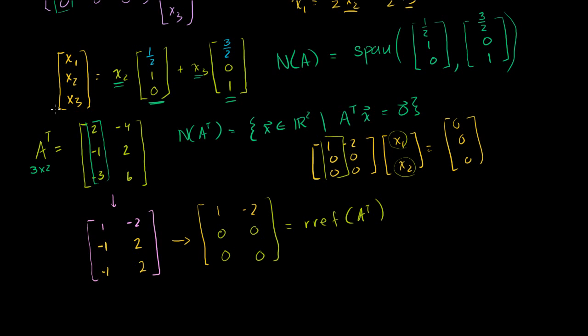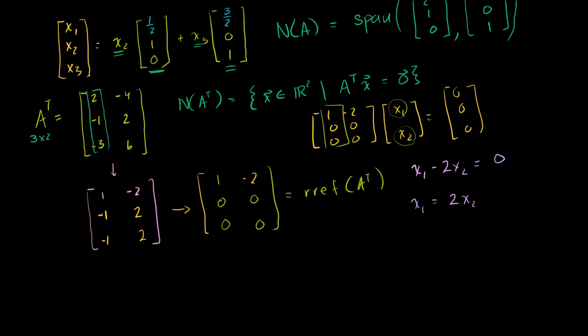Let's go back to our null space. So this tells us that 1 times x1 minus 2 times x2 is equal to 0. Or we could say that x1 is equal to 2 times x2. So all of the vectors in R2 that satisfy these conditions with its entries will be in the null space of A transpose. Let me write it this way.